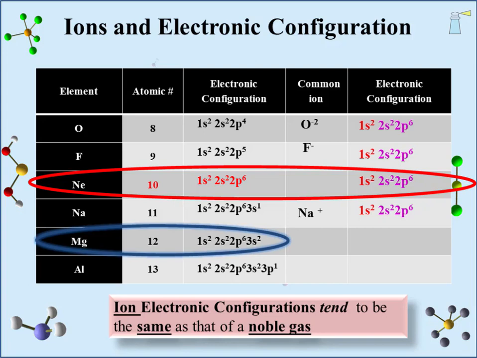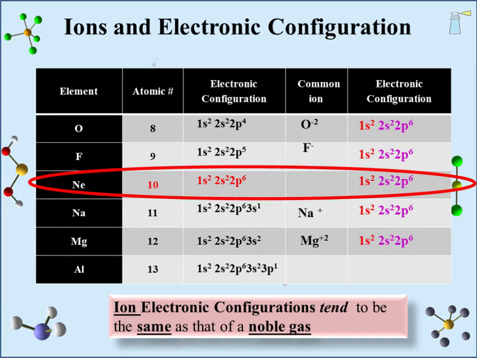A similar argument can be made for magnesium. Its last occupied orbital is 3s. It has 2 electrons. If it loses 2 electrons from its 3s orbital, it will have 2 more protons than electrons, adopt a +2 charge, and have an electronic configuration that doesn't include the 3s orbital. It will have a neon-like configuration.